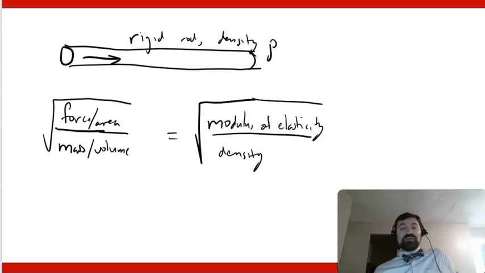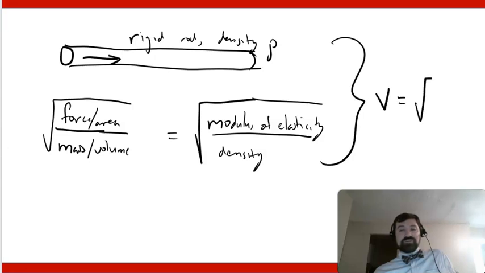Okay? And for a rigid rod, the relevant modulus of elasticity is Young's modulus. So for the rigid rod, this comes out to V is equal to the square root of Young's modulus of elasticity divided by the density of the material. Okay? Now, a rigid rod is kind of a special case.